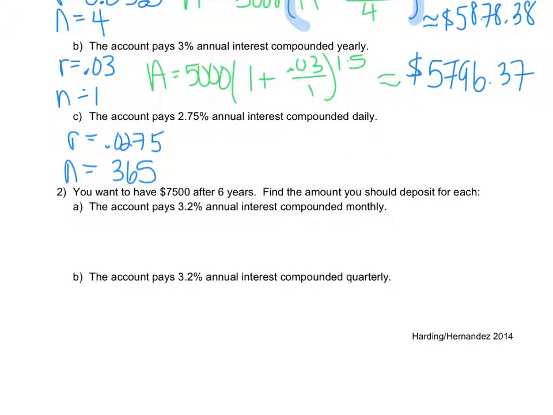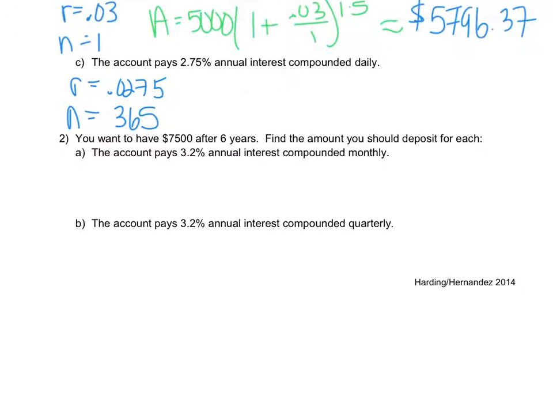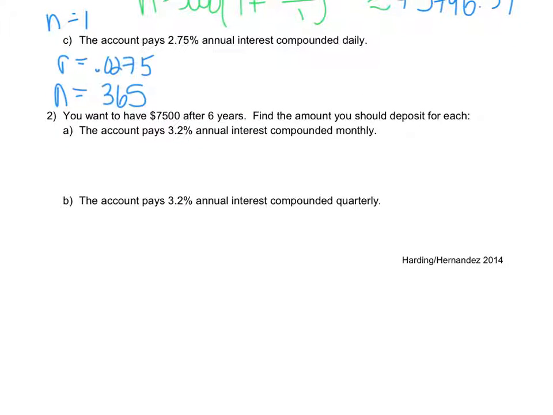All right, let's move on to example number 2. So here you need to pay attention to the wording. It says you want to have $7,500 after 6 years. So that means you want the final amount to be $7,500. So that's A. Find the amount you should deposit. So the unknown is actually P this time.